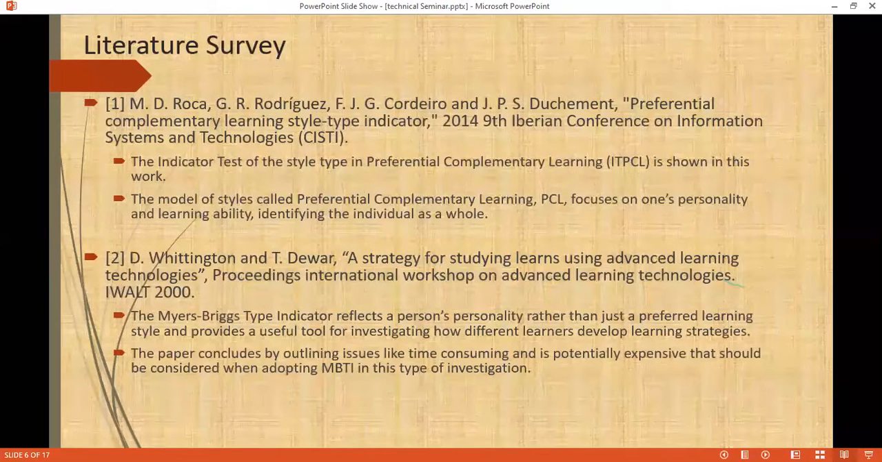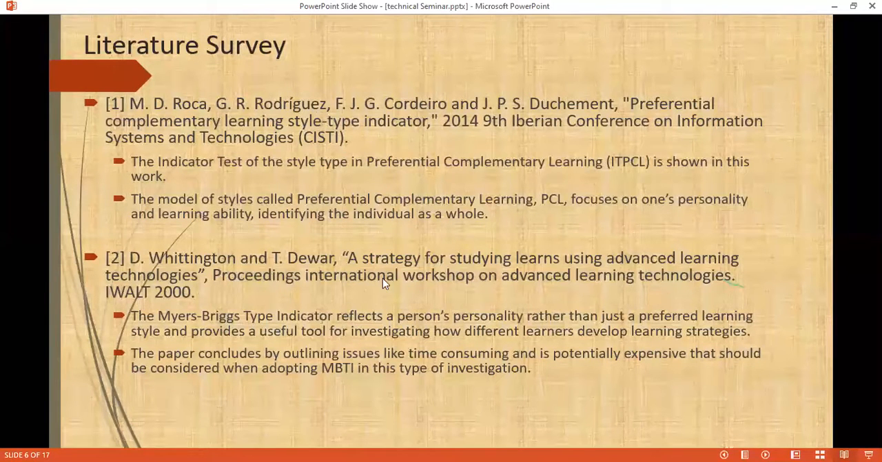Literature survey: I have gone through four papers which are related to this. First one is preferential complementary learning style type indicator. This paper deals with preferential complementary learning, and they used different types of learning styles, as I said, visual, auditory, and kinesthetic. Along with that, they inquired about one's personality, like questionnaires. Based on that, they obtained the different learning styles.